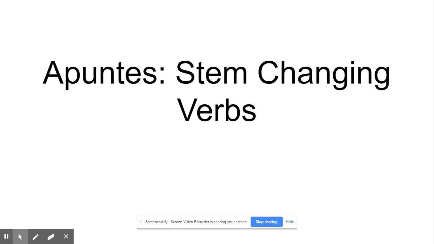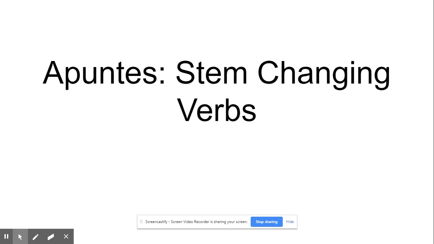These are our stem changing verb notes. But before I get into stem changing verbs, I want us to review the regular present tense verb endings, because they are going to be super important in order to be able to conjugate stem changing verbs, because stem changing verbs have the same endings as our regular present tense verbs.